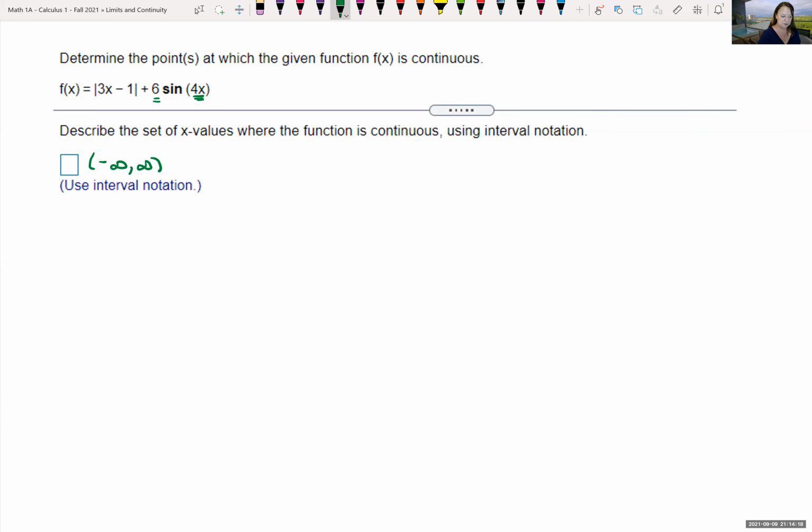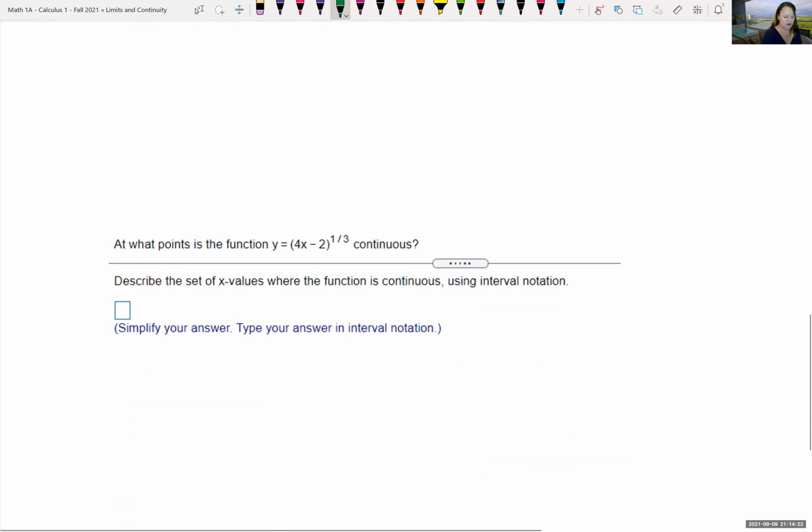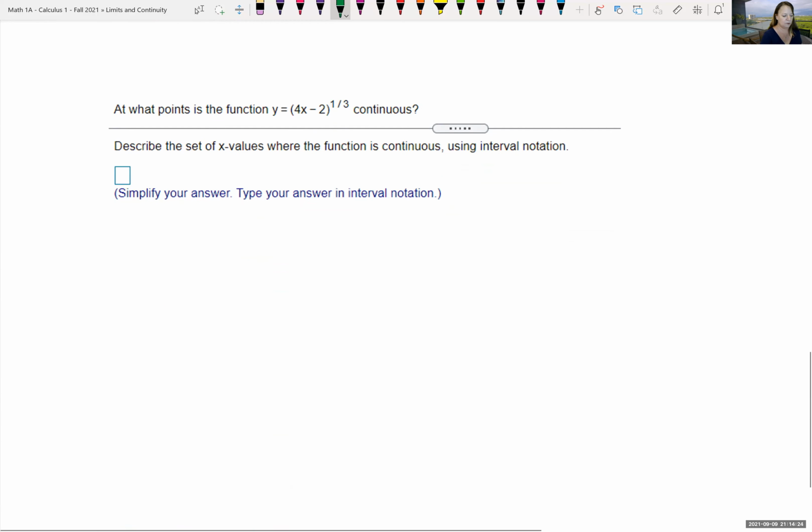Then the next problem is very similar. This one: at what points or point is the function y equals f of x equals 4x minus 2 to the 1/3 continuous? So describe the set of x values where the function is continuous and use interval notation. And so again, I look to see, do I have any trouble spots? And so if we rewrite this, it might help you to rewrite this. So instead of rewriting this as a rational exponent, let's rewrite that as a radical.